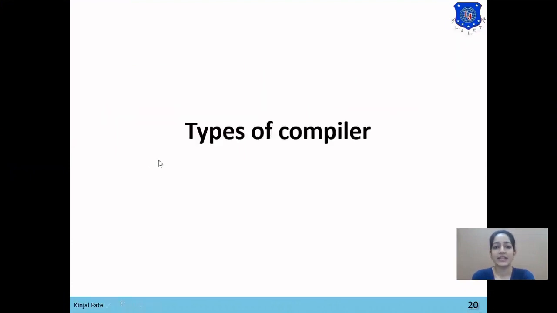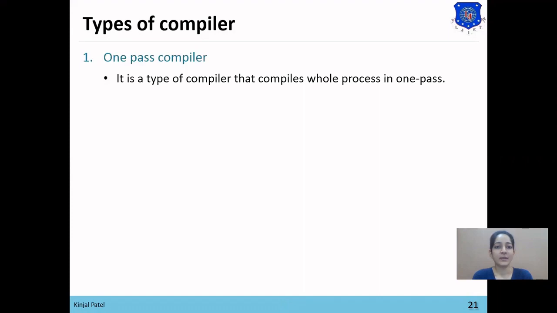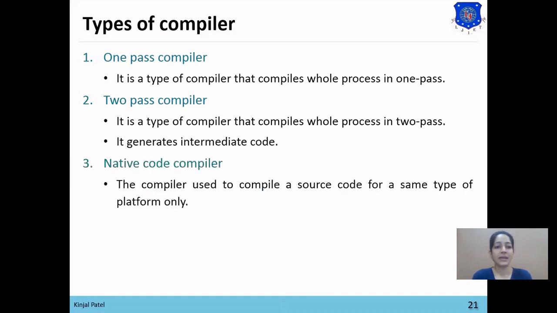Now the last topic is types of compiler. The first type is the 1-pass compiler. So in a 1-pass compiler, the whole process of compilation is done in 1 pass. Then the second type is the 2-pass compiler. So in a 2-pass compiler, the process of compilation is divided into 2 passes. And the third type is the native code compiler.